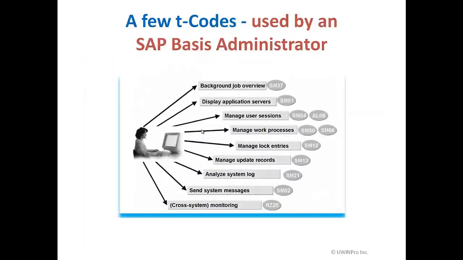As a basis administrator, I use something called T codes to do my activities. Normally I do things like what is shown on the screen. I check the background jobs, I display the application servers to find out whether they are really running, and I manage the user sessions, manage work processes, and so on. Also I have to analyze the system log and dumps. I have to see whether any dumps are there, and whether all the background processes and batch processes are done, and so on.